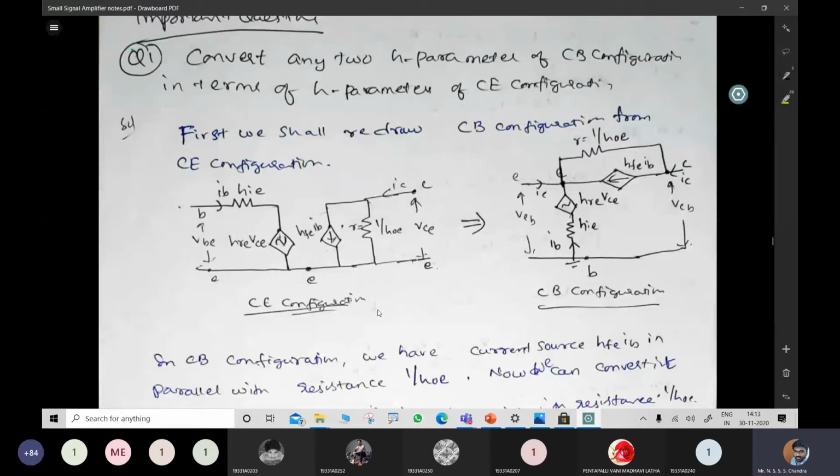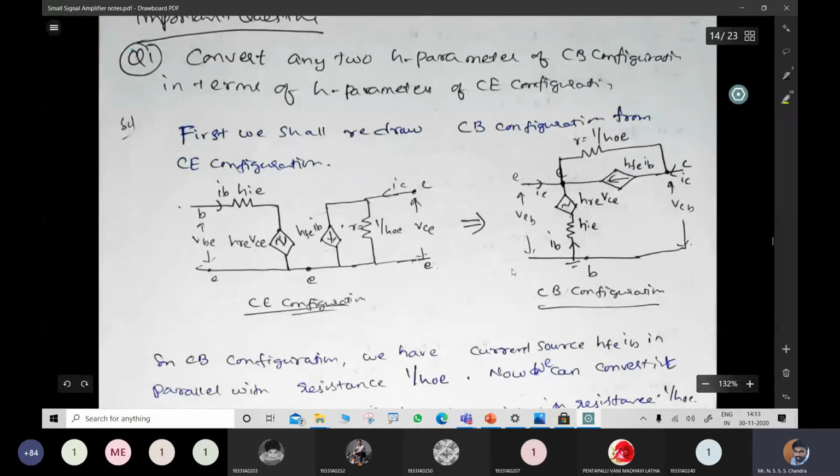First we need to draw the CE configuration and then we need to convert it into a CB configuration. So we need to transform the existing CE configuration into a CB configuration by changing some of the elements. You already know about the CE configuration. We have an input voltage VBE, we have input current IB, you have the HIE, HRE into VCE, and then HFE into IB, and then your output resistance is equal to 1 by HOE, and the output current is IC in the common emitter configuration.